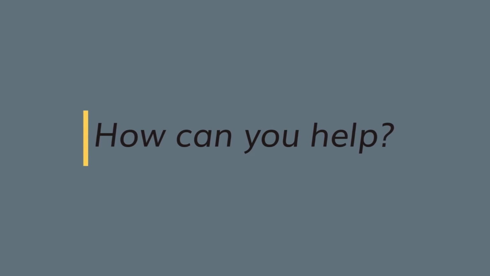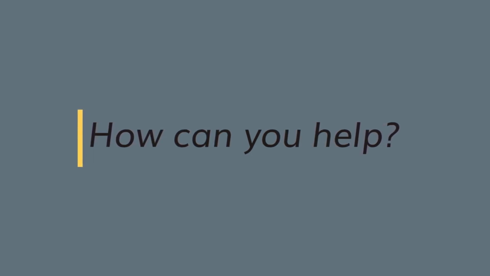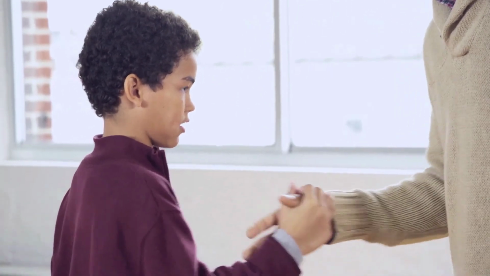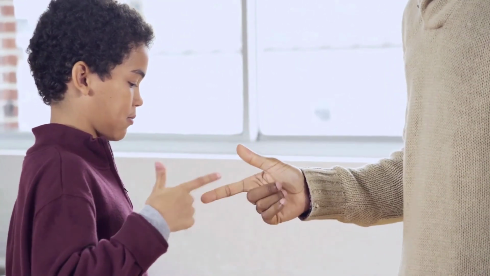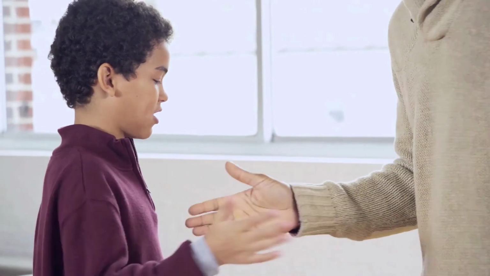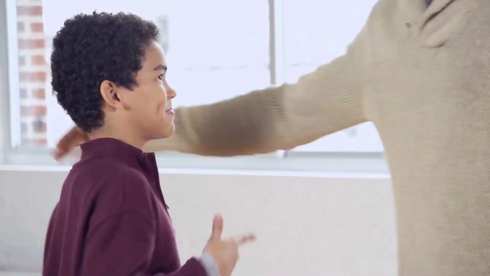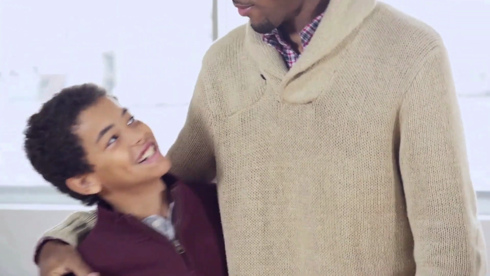By now, I'm sure you're wondering, how can I help? How can I make a difference? Be emotionally and physically available. Some children who have experienced trauma may act in ways that keep adults at a distance, whether they mean to or not. For example, yelling, crying, hitting, not following directions, and not participating.